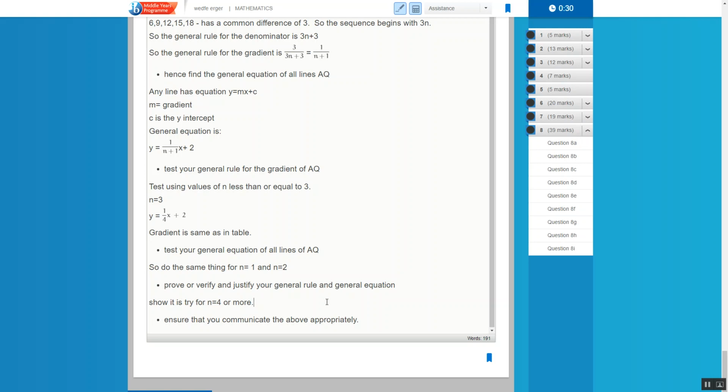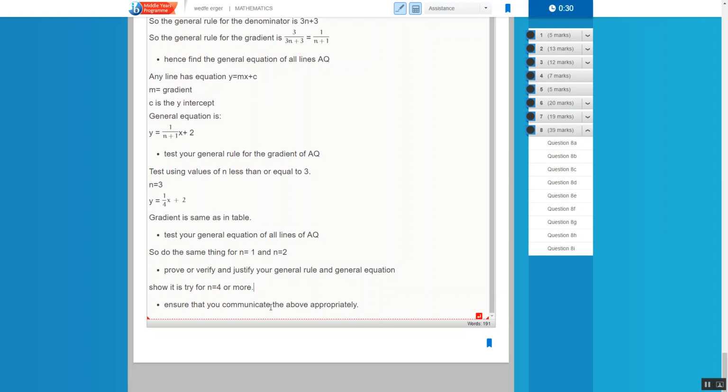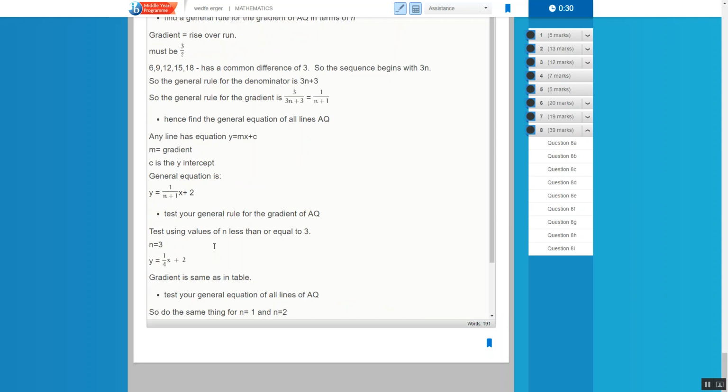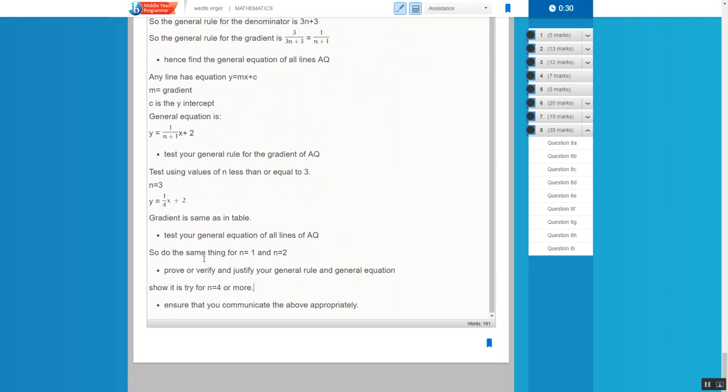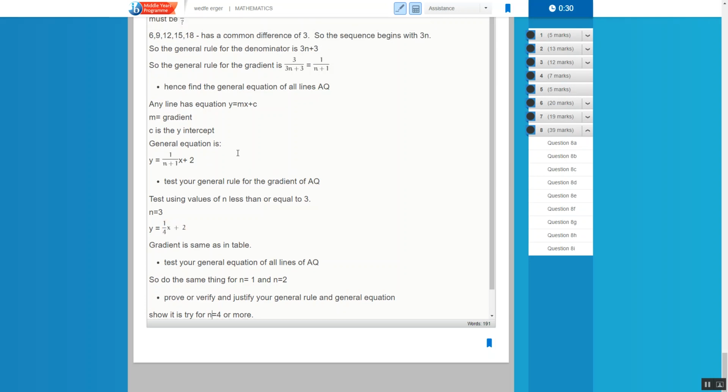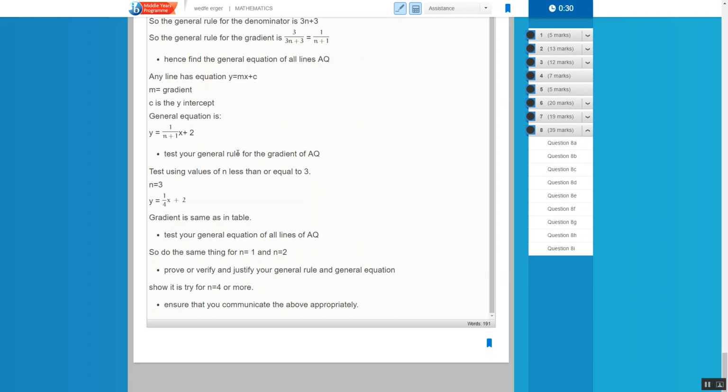Now you also get marks for how you communicate, so make sure your terminology and notation is correct. There's no significant errors. Make sure that you communicate it well. I think if you set it out with these headings that they give you, you can't really go wrong because you just do exactly what they say. Make sure you're using the correct capitalization. If it's a small n, use a small n. Small x, use a small x. Keep it consistent, and you should have no problems.